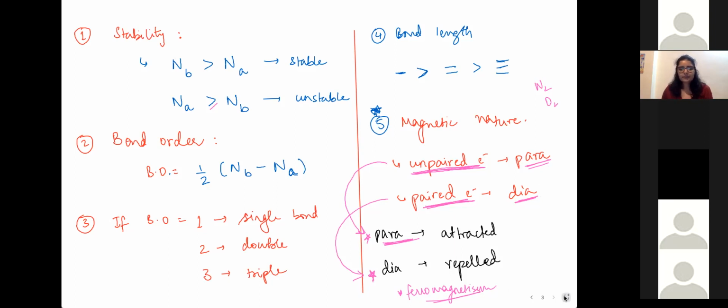As an example, let's look at the electronic configuration of oxygen only. Energy diagram of oxygen.